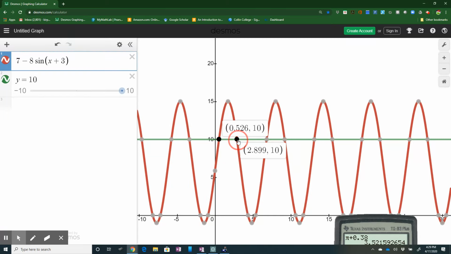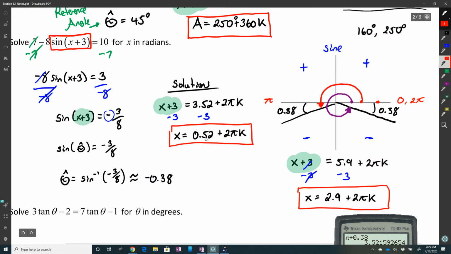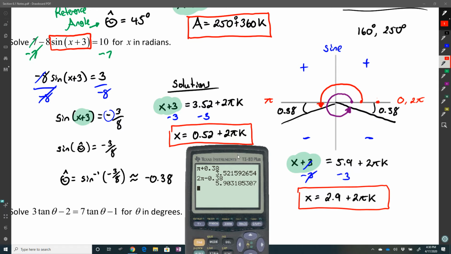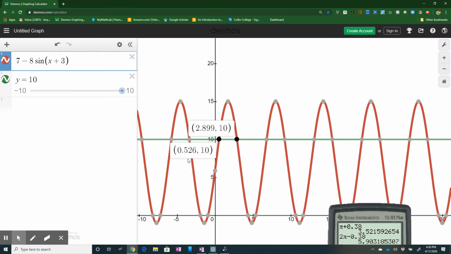There's 2 times it crosses, and they're close to each other. And then there's a gap, and then they're close to each other again, and then there's a gap. But let me just look at the first two positive solutions. 0.526, 2.89. And since I rounded to two decimal places, I put 0.52. Did I not? Oh, I guess I didn't round correctly. 0.526. Oh, because I did 0.38. I didn't put the whole thing. But anyway, 0.52 and 2.9. So you go to Desmos and you see pretty much the same thing.